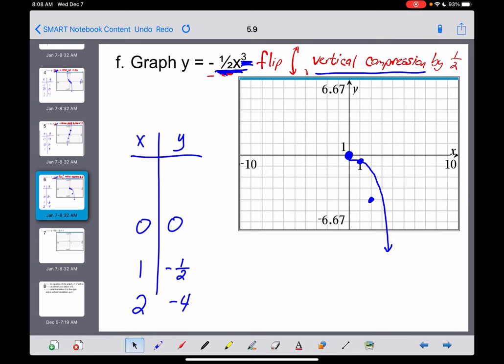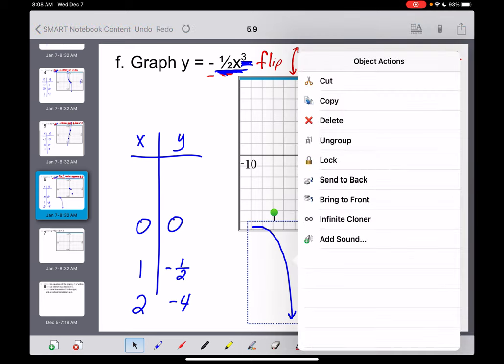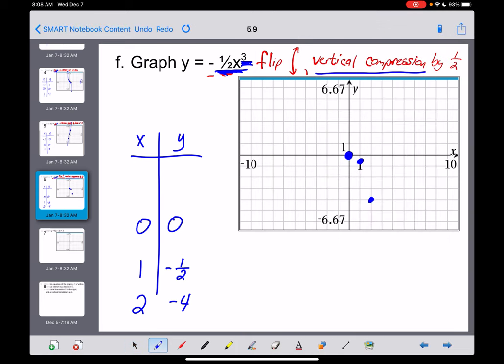So let me get rid of this little curve that I drew right here. How do I do that? I think if I hold that down, I can just delete it. There you go. All right, guys, and I think I can draw a more accurate curve now hitting those points.